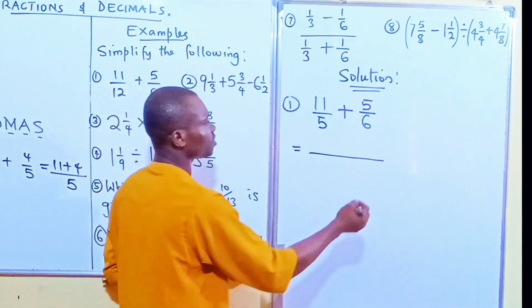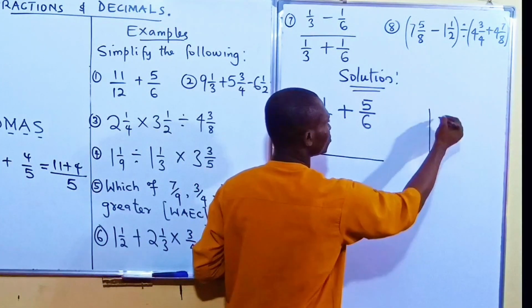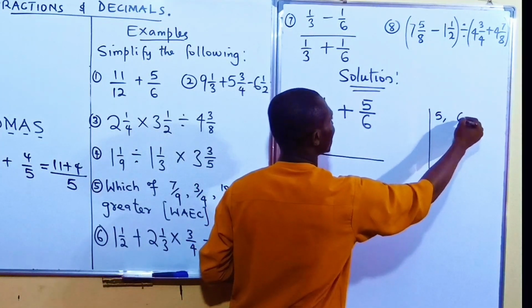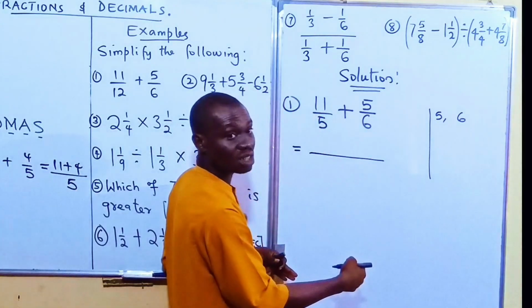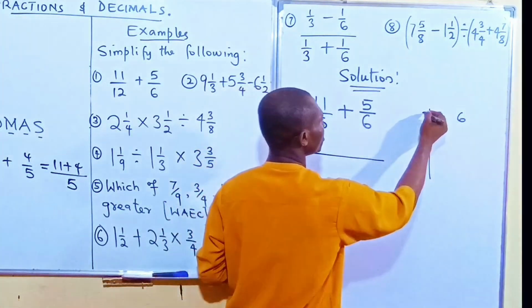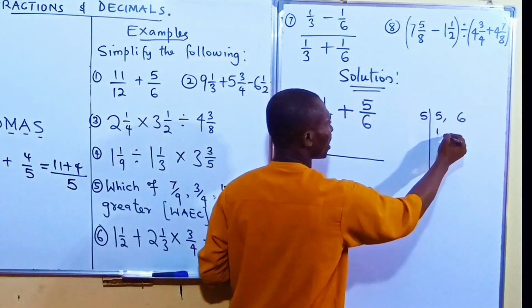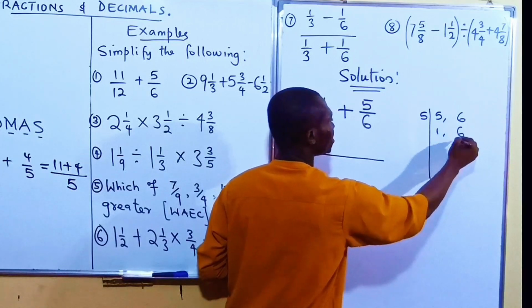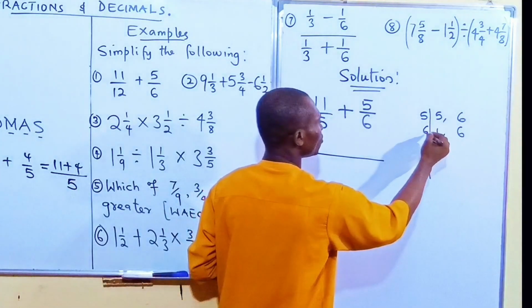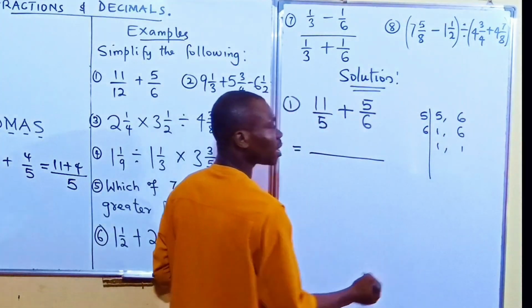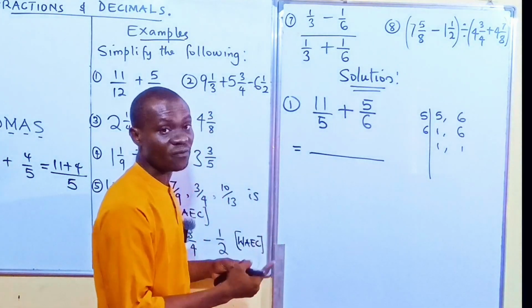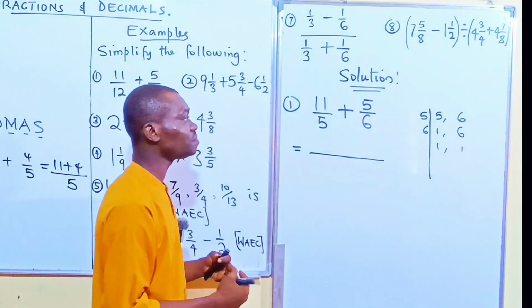To take the LCM, all you need to do is you have your 6 and your 5, so you do your successive division. If we divide by 5, we'll have 1 here. 5 cannot divide 6, you bring it down, and then you go by 6, then you have 1, 1. So our LCM will be 5 times 6, which is 30.